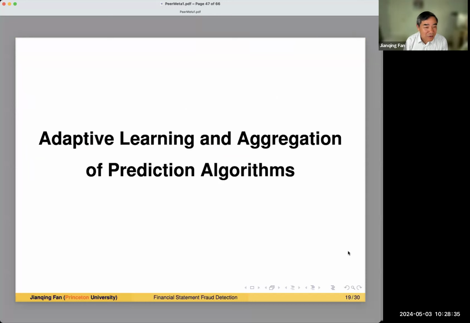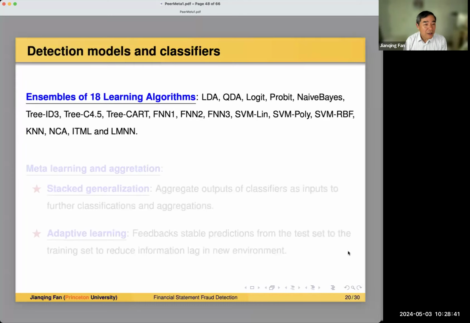The next thing is to aggregate those together. And this is the adaptive learning and aggregation of prediction algorithms. Currently we use 18. We are still revising the paper. I think the resulting paper may have 20. These are linear discriminant, quadratic discriminant, logistic regression, probit regression, naive Bayes, tree-based methods, feed-forward neural network, support vector machines, and so on.